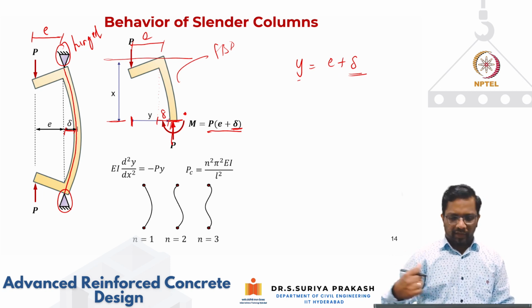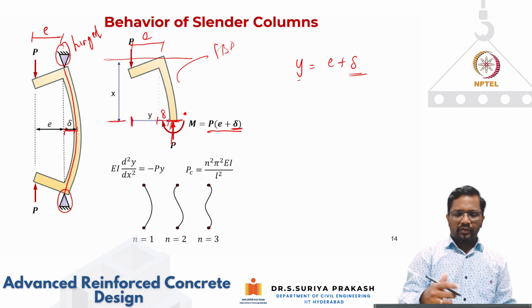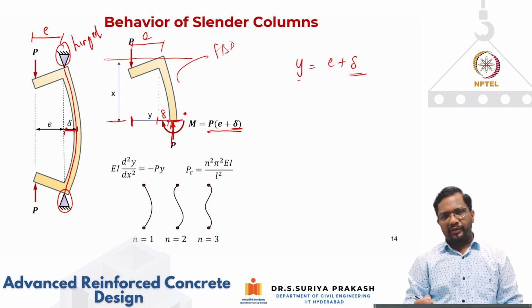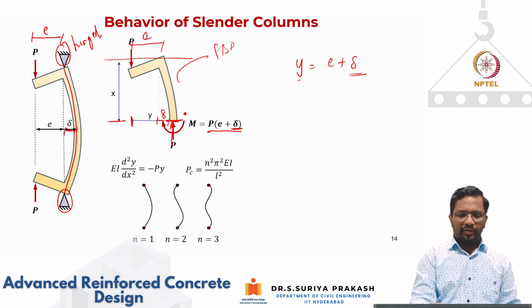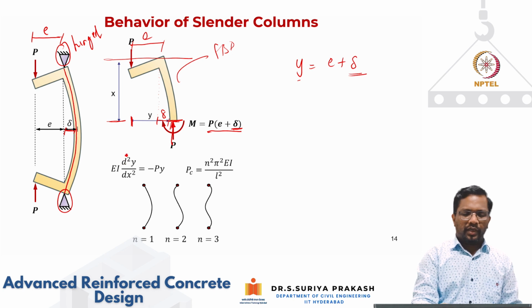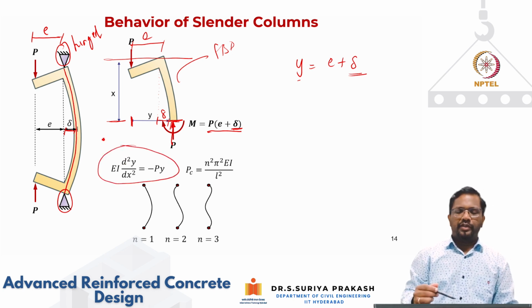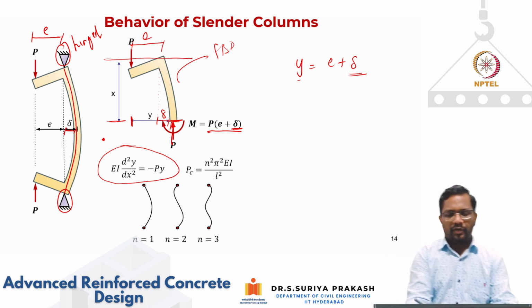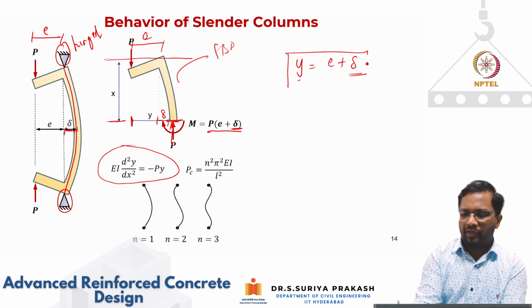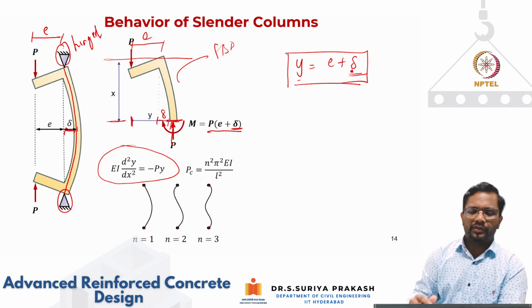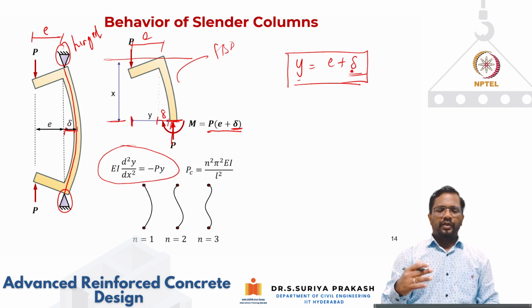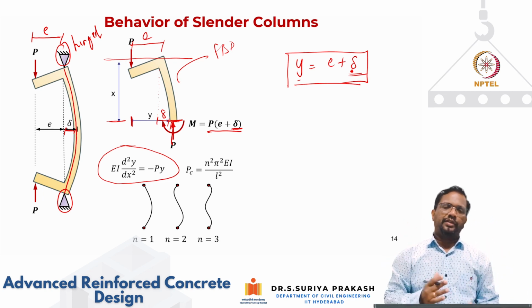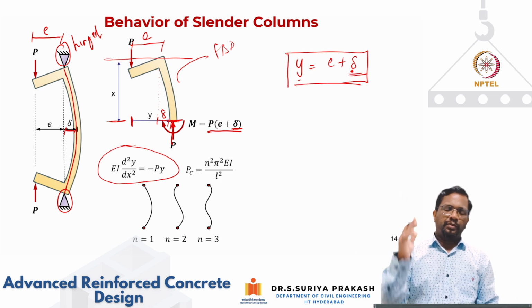So we can also express the simple bending equation as EI d²y/dx² equals the moment that is applied, which is P into y. If I call this e plus delta as y, at any distance or any section x, the total eccentricity is going to be y, so the moment is going to be P into y.